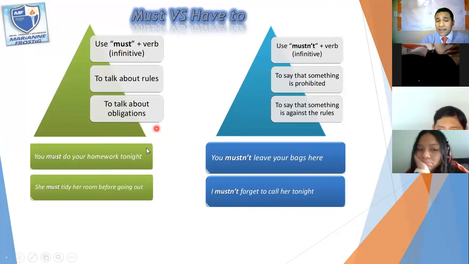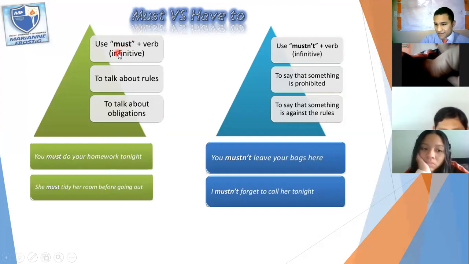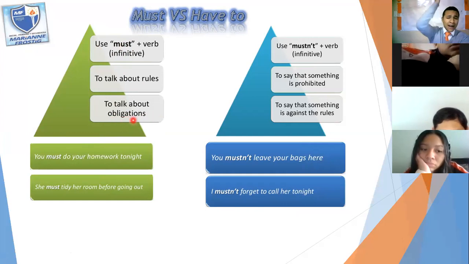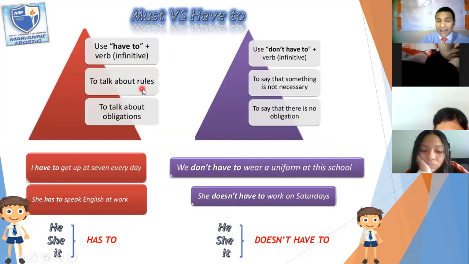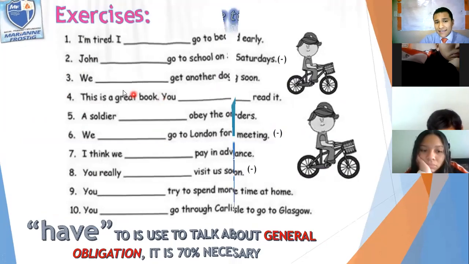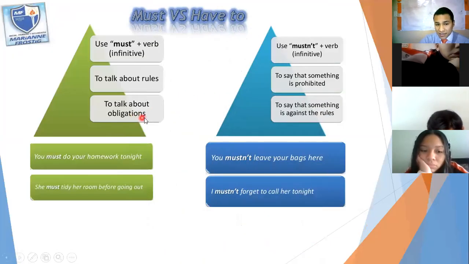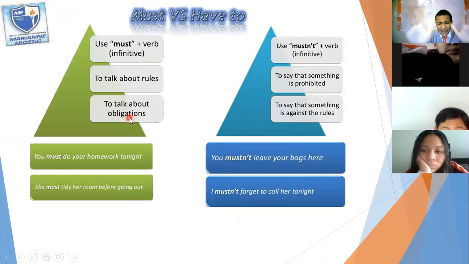We use must. For what we use must, guys? ¿Para qué utilizamos must? Para reglas y obligaciones. Excellent. Most important to talk about obligations, okay? Must is for obligations. 100% necessary, yeah? Must is for obligations, and have to is for rules. Reglas, okay? Rules, have to, and must is for obligations, okay? Remember, 100% necessary.